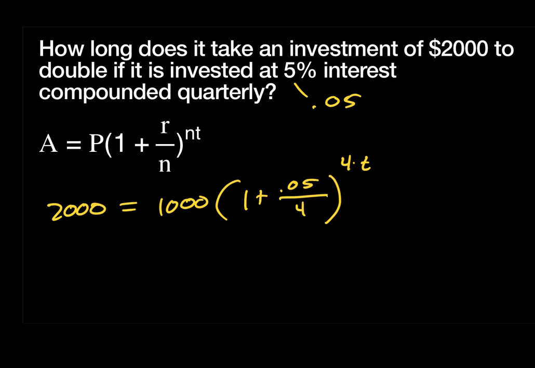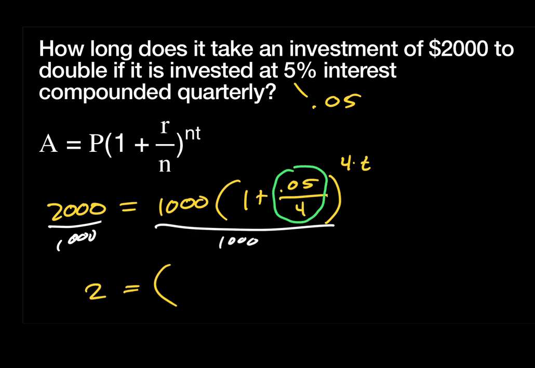All right, but now I got to solve for t. Much like an onion, we got to go outside in. Got to work with the outside stuff first, which includes the 1,000. Got to get rid of the 1,000. Divide by 1,000. 2 equals parentheses, and now 0.05 divided by 4 is 0.0125. So inside the parentheses, I have 1.0125 raised to the 4t power.